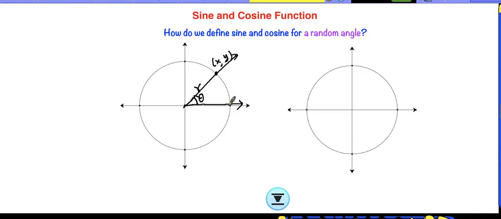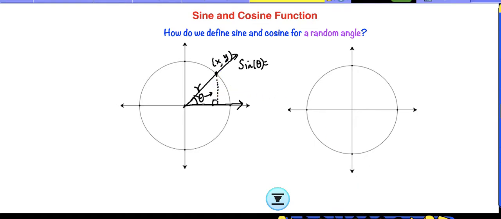So how do we define this one? We are going to use coordinates. We draw the triangle here, the right triangle. And according to the definition, sine theta is going to be the opposite. So how do we define the opposite? The opposite side is going to be this one. And according to these coordinates, this distance is actually y.